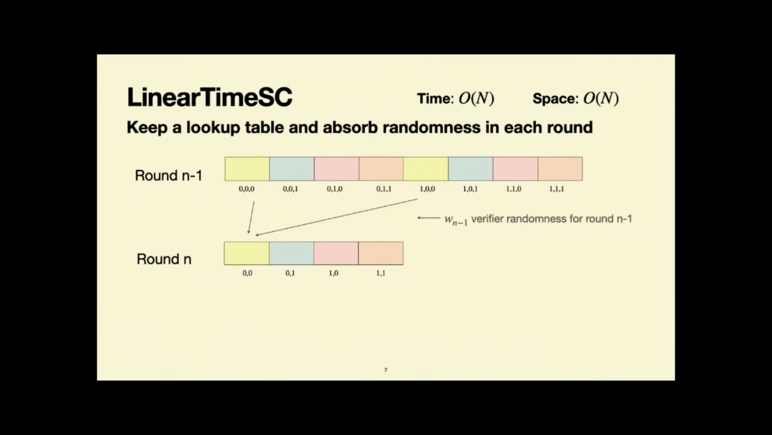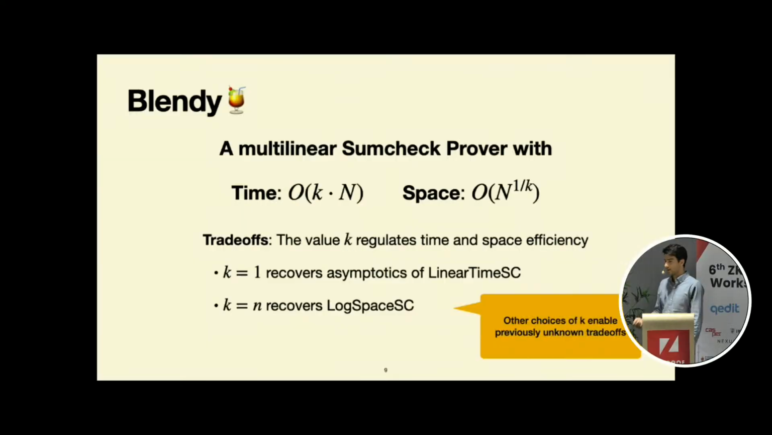Great. Yes. So just to recap that question, there's this trade-off of space and time between linear time Sumcheck and log space Sumcheck. Great, and that's kind of the point of Blendy. We present Blendy, which is a multilinear Sumcheck prover with the following asymptotics. You can regulate this trade-off with this constant k. If we set constant k to 1, this recovers the asymptotics of linear time Sumcheck. And if you set it to n, you recover the asymptotics of log space Sumcheck. You can set this to different values of k, and you discover other trade-offs that were previously unknown.